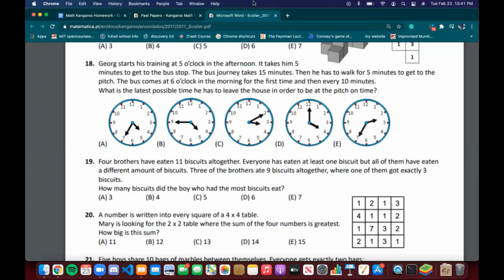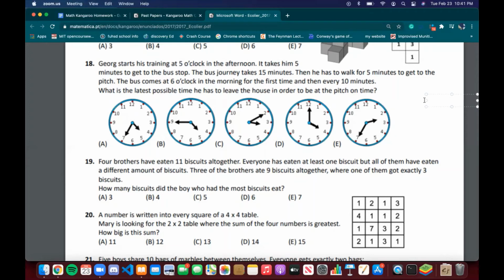Okay, so he has to be there at... Oh, there's a chat. Okay, so we'll continue. Let's just write the times that we could do. So it comes at 6 o'clock in the morning for the first time and then every 10 minutes.